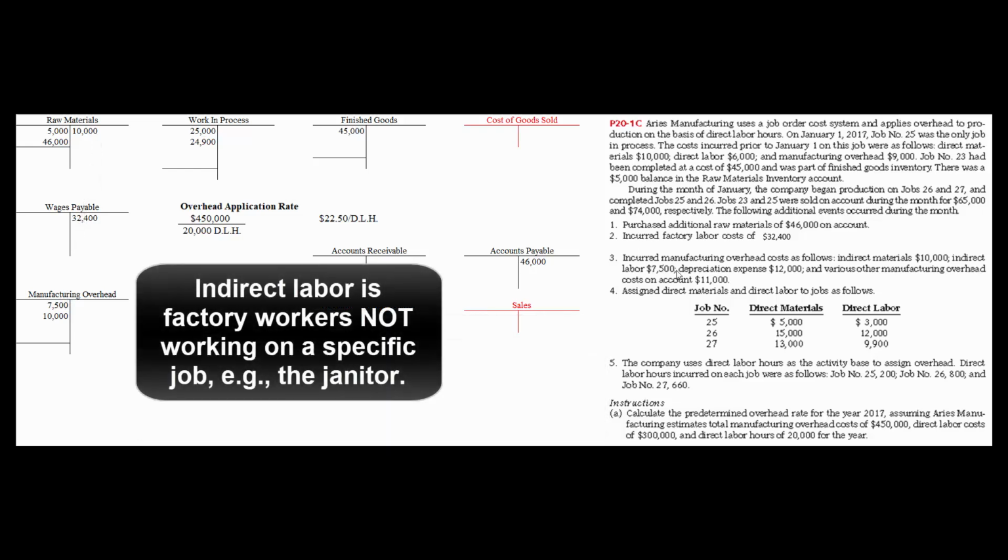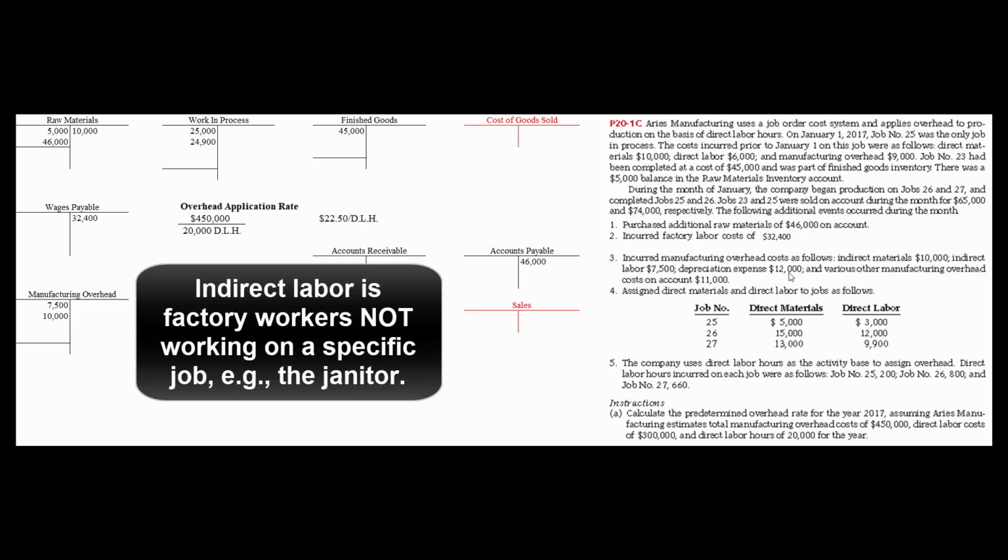We had $7,500 of indirect labor. Those are supervisors or maybe quality control people or the janitor, people that aren't working directly on any particular job. But we already booked that when we credited wages payable and debited manufacturing overhead for $7,500 and work in process for the direct labor costs. So we don't have to book a journal entry for that now.